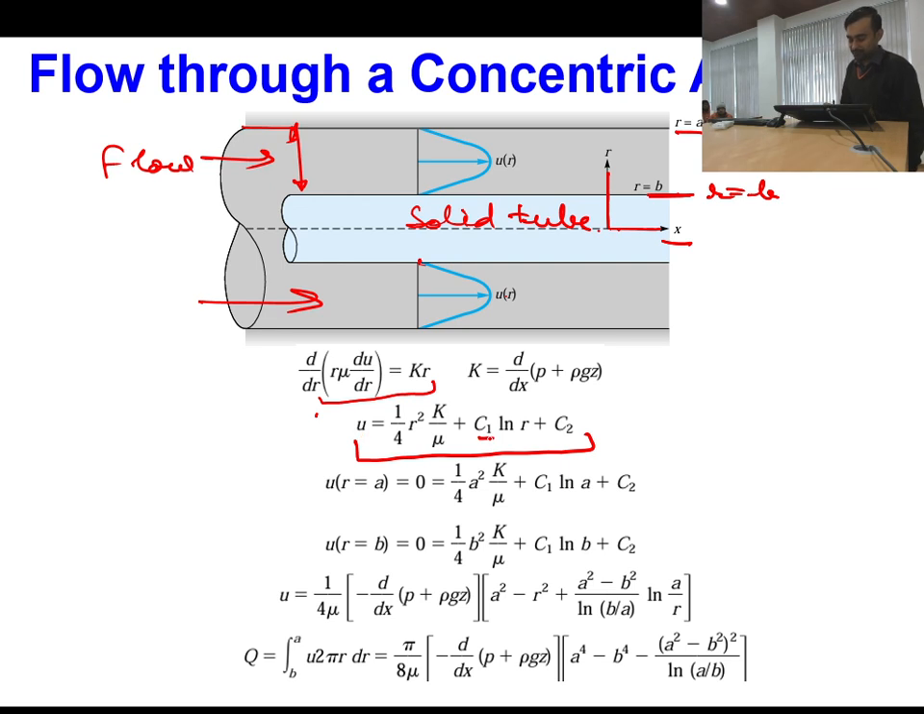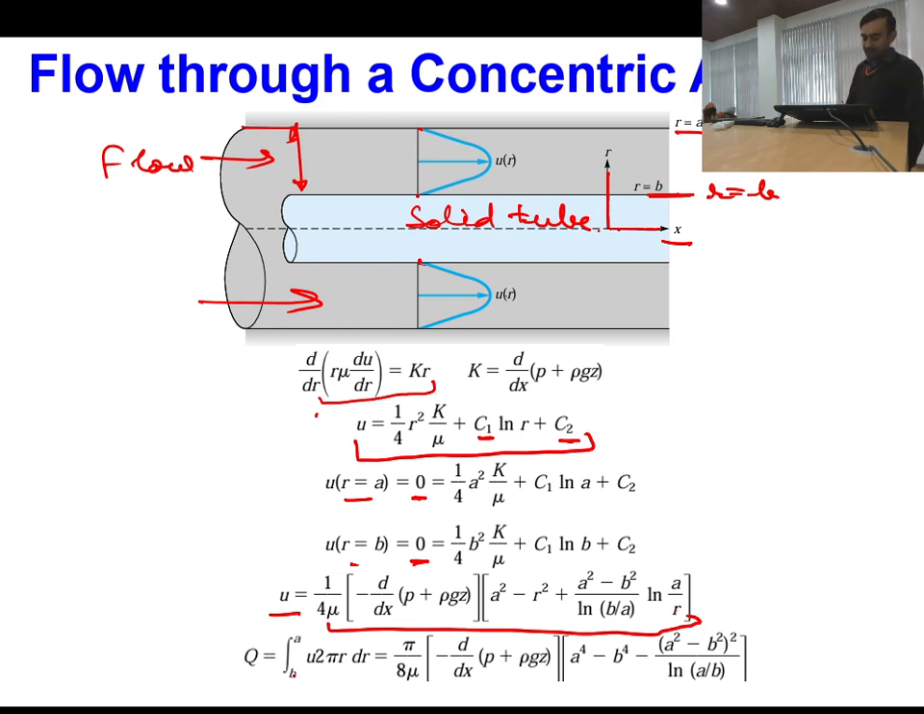Now in this velocity profile you have two coefficients, C1 and C2. To determine these two coefficients you need to supply two boundary conditions. The first boundary condition is at r equal to a the velocity is 0, and at r equal to b the velocity is 0, because at this point also it is 0, at this point also it is 0. After substituting these two boundary conditions, you will get the velocity profile. This is my velocity profile. Okay, is this point clear?